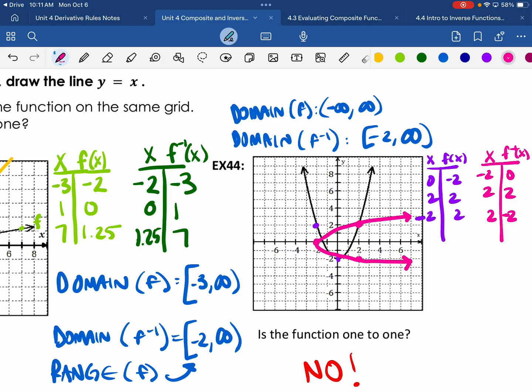Okay, so let's talk about your homework for a second, because I'm going to pause and let you work on it for like 10 minutes, and then we're going to finish the notes.